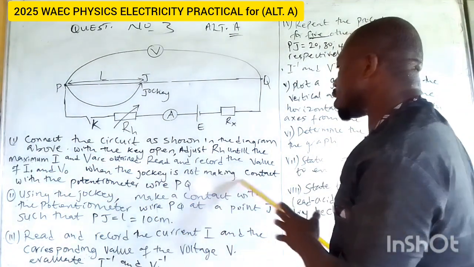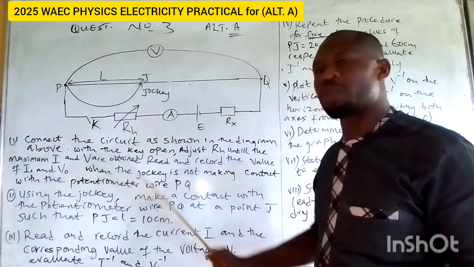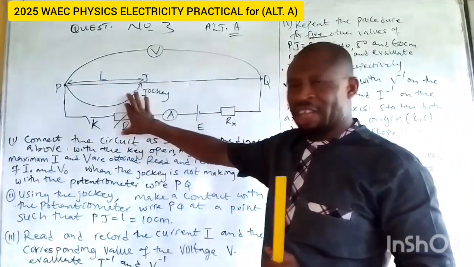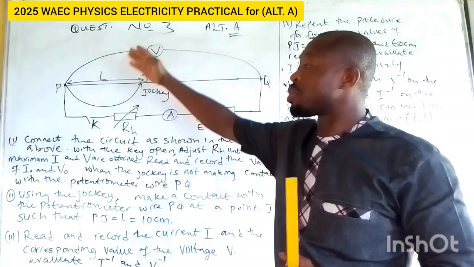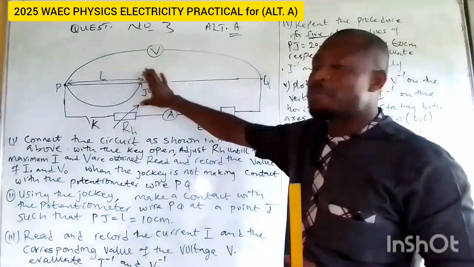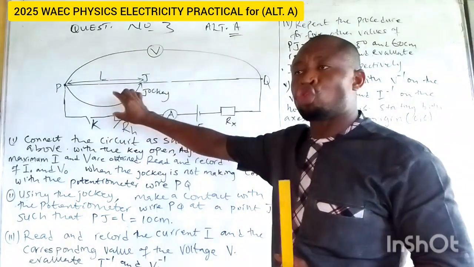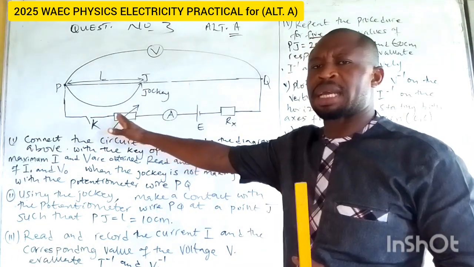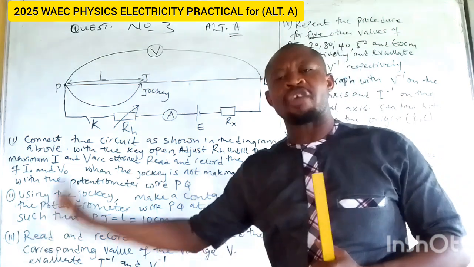This is when the jockey is not making contact with the potentiometer wire P. So after the whole connection, adjust the rheostat so that you can obtain the maximum current and the maximum voltage. Once you do that, please, on no condition should you adjust the rheostat again. Keep that rheostat steady until the end of the experiment.